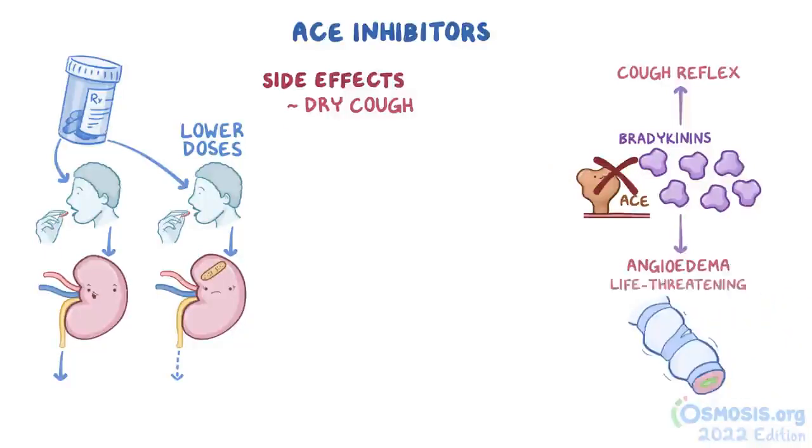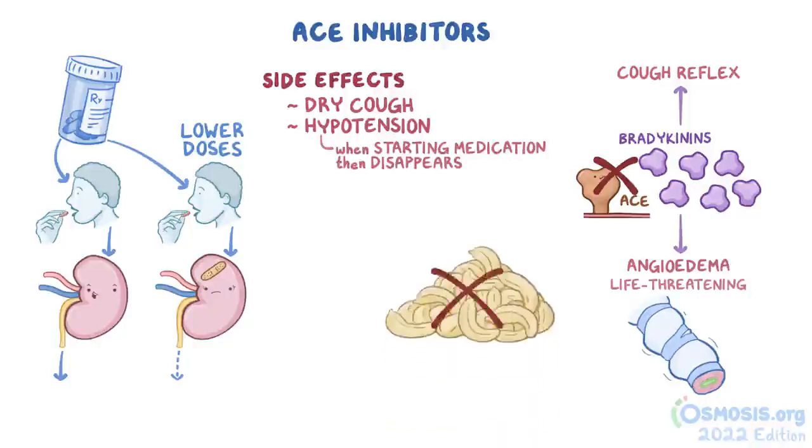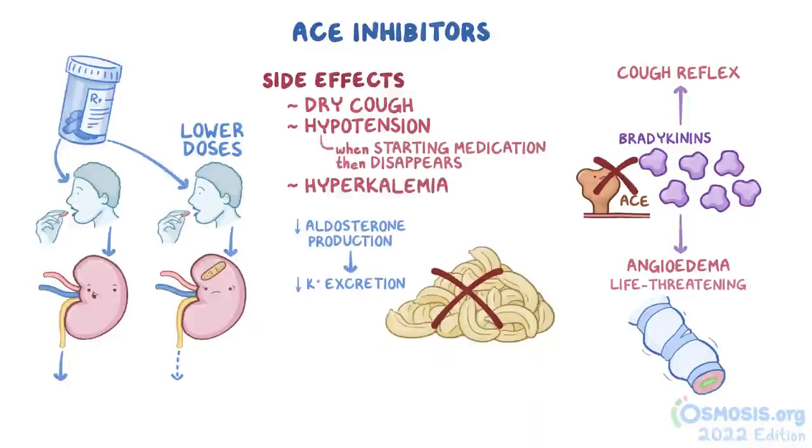Other side effects include hypotension, but it only happens when the person starts taking the medication, then eventually disappears. Finally, people using ACE inhibitors should avoid a high potassium diet because there's decreased aldosterone production, which means there is less potassium excretion in the urine, and this could lead to hyperkalemia.